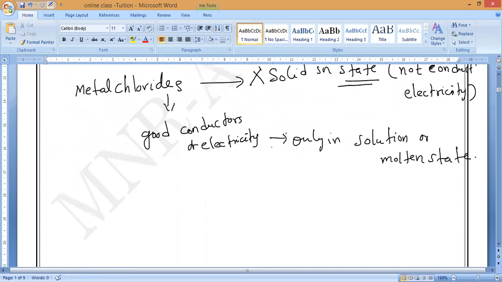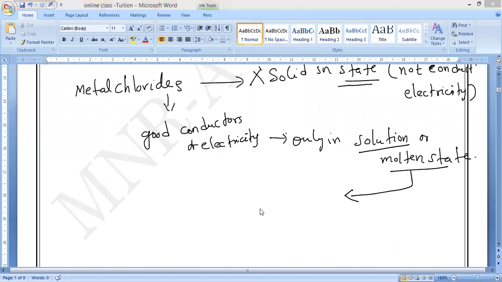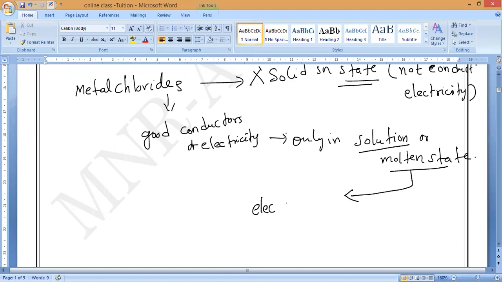That is the reason they will be dissolved in water. Once they are in solution or molten state, they will pass electricity and split again into individual ions. That is the reason we can use these metal chlorides in the electrolysis process. In electrolysis, we take some liquid. What is that called? Anybody? Electrolytes. All of you remember.